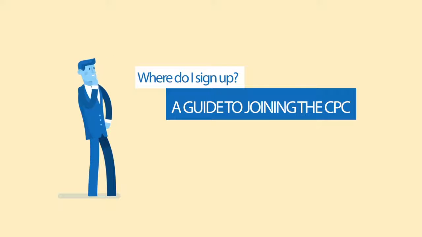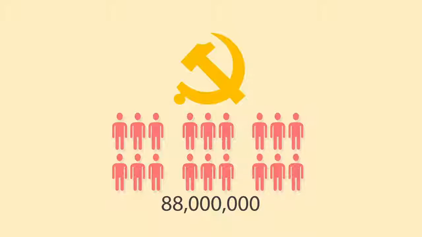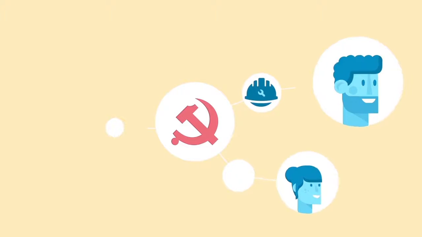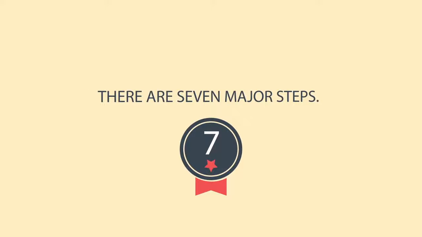Where do I sign up? A guide to joining the CPC. The Chinese Communist Party has about 88 million members, who come from all ages and all walks of life. But how exactly do you become a member? Well, generally speaking, there are 7 major steps.